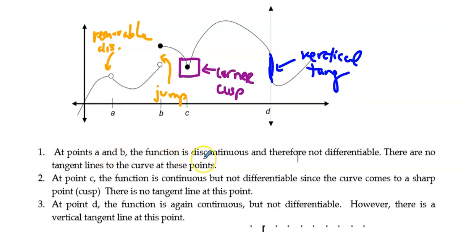So at points A and B, the function is discontinuous, so therefore not differentiable. For C, number 2 says, at point C the function is continuous, but it's still not differentiable because the curve has a sharp corner or cusp. And then for 3, at D, the function is again continuous, but not differentiable because there's a vertical tangent at that point. So that's really all you have to know about this.